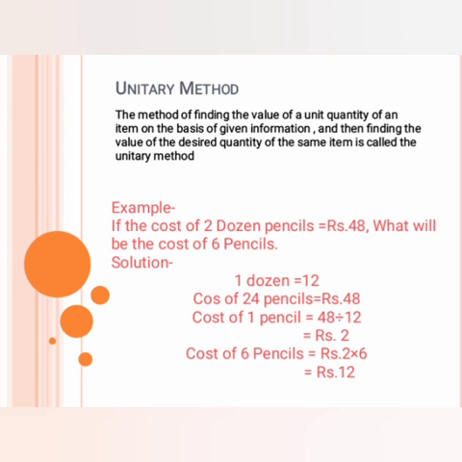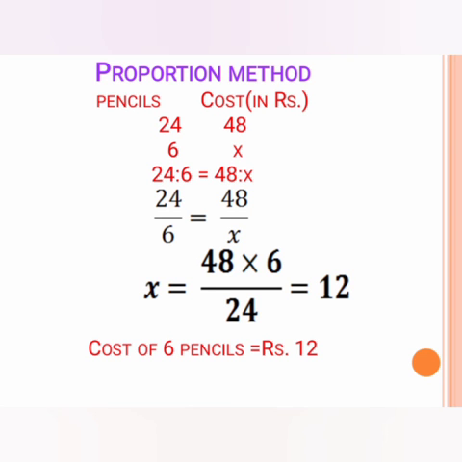Let us consider an example. Here the pencils are 24 and its cost in rupees is 48. Now we have to take out 6 pencils and I don't know the cost of that. So how to take it out? 24 ratio 6 is equivalent to 48 ratio x. Or you can say that 24 upon 6 is equal to 48 upon x. Therefore, the value of x is equal to 48 multiplied by 6 upon 24. That is rupees 12. Therefore, the cost of 6 pencils is equal to rupees 12.